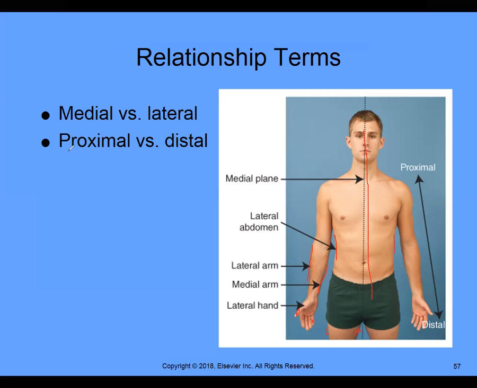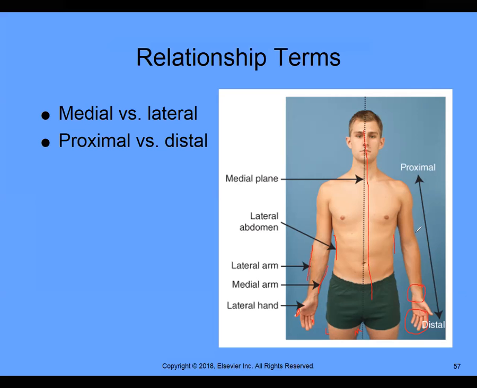Then we also have the terms proximal versus distal. Distal is anything that's away from the body. Proximal is what is closest to the body. So if we could compare, we would say that the phalanges are distal, and I'm going to say that the wrist is proximal.